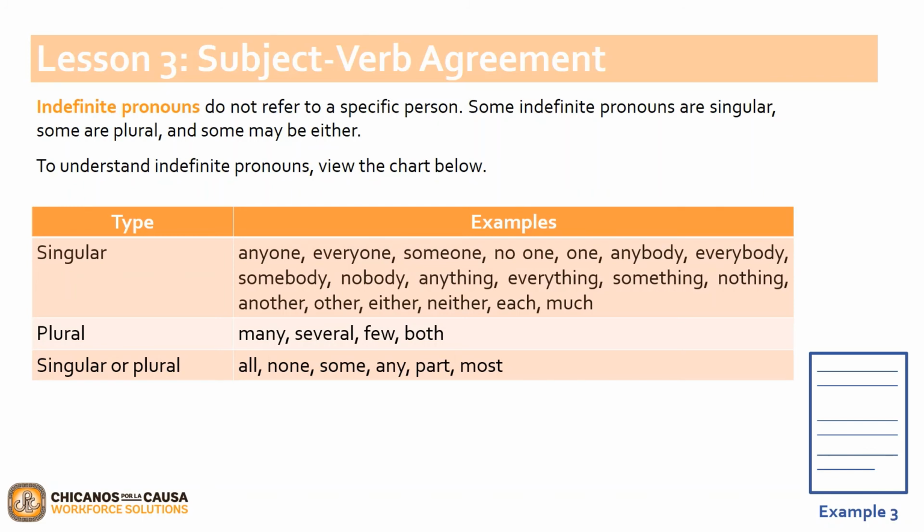For plural, some indefinite pronouns would be many, several, few, and both. For singular or plural, the indefinite pronouns would be all, none, some, any, part, and most.